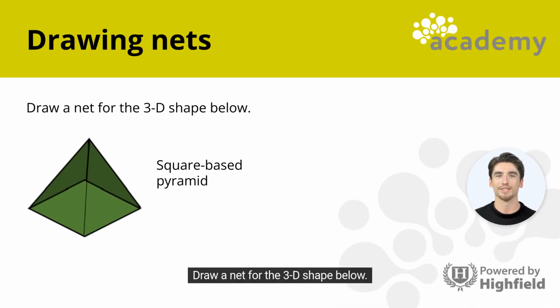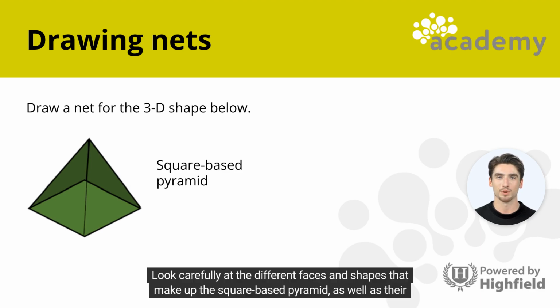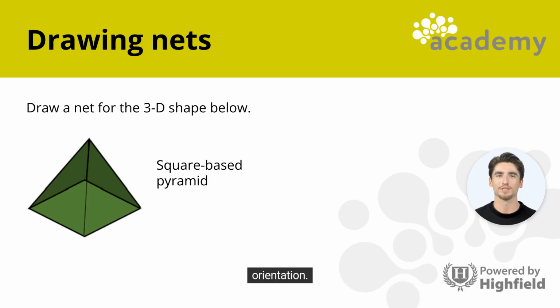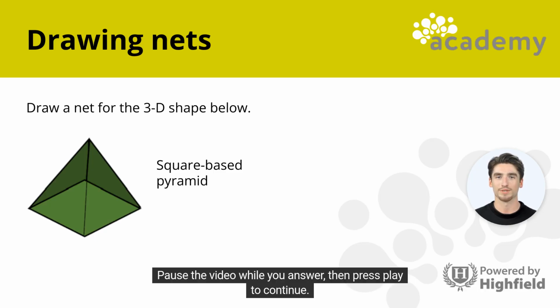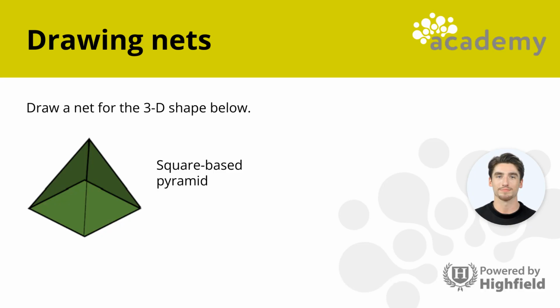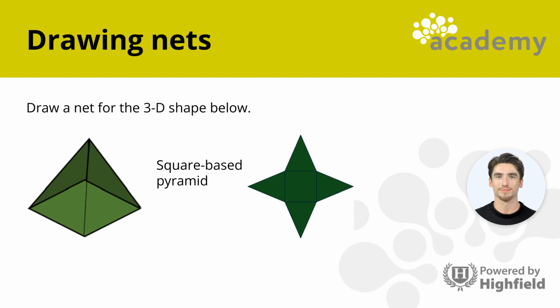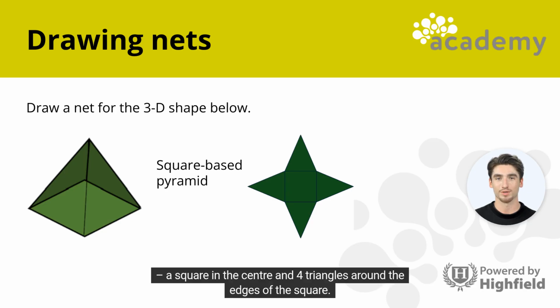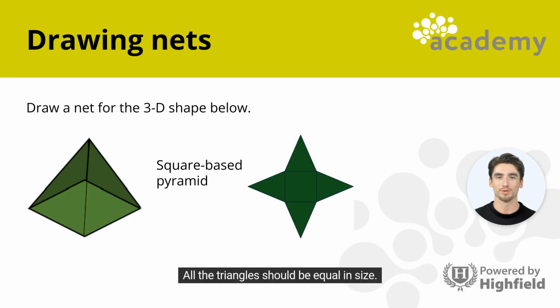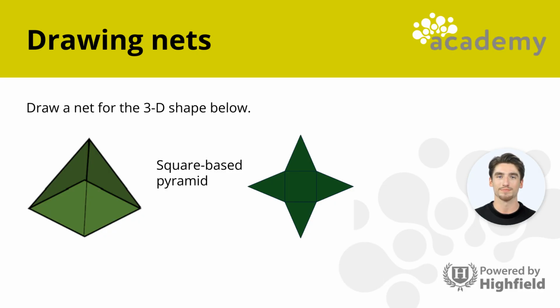Draw a net for the 3D shape below. Look carefully at the different faces and shapes that make up the square-based pyramid, as well as their orientation. Pause the video while you answer, then press play to continue. Imagine the pyramid opening up and flattening into different 2D shapes. Your net should look similar to this: a square in the center and 4 triangles around the edges of the square. All the triangles should be equal in size.